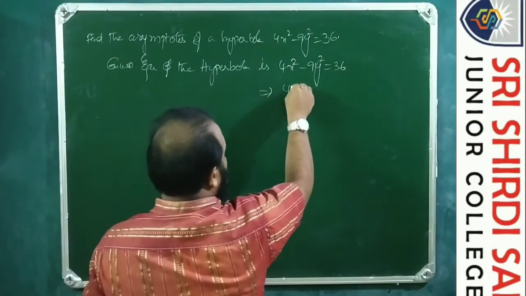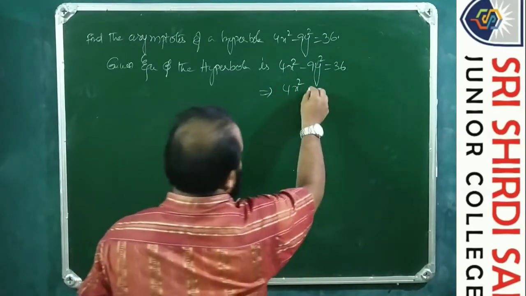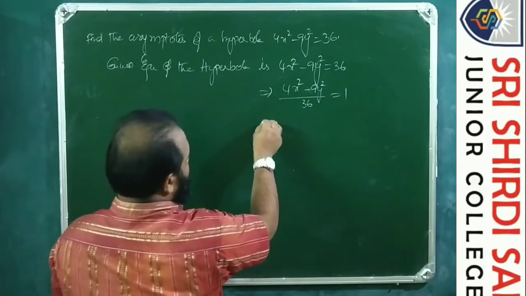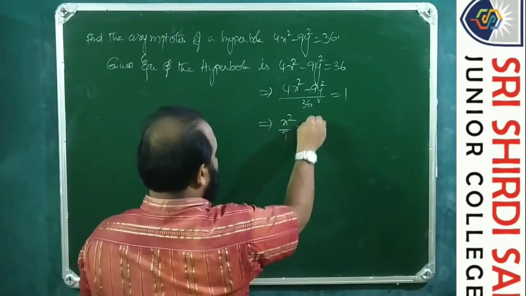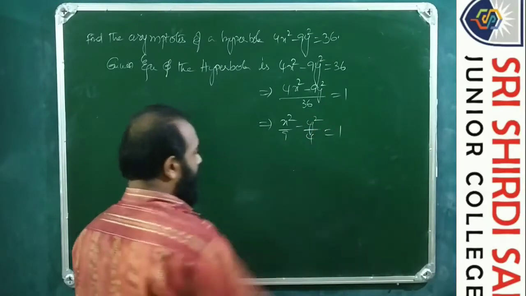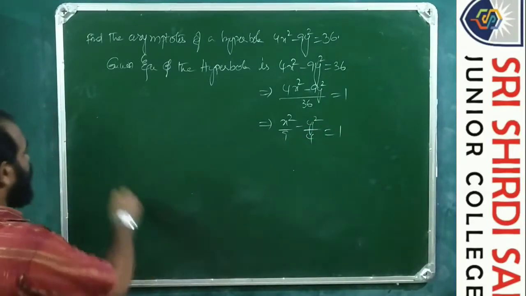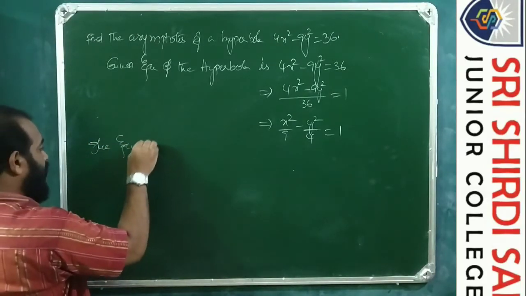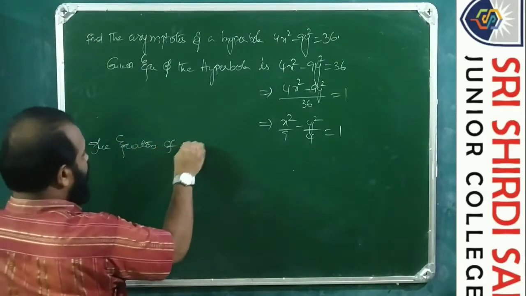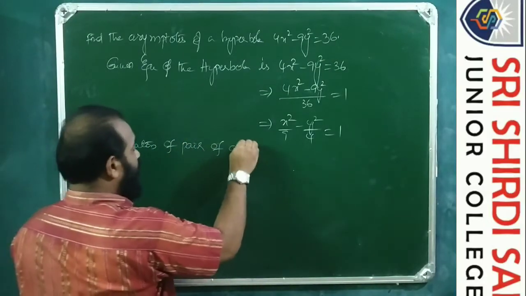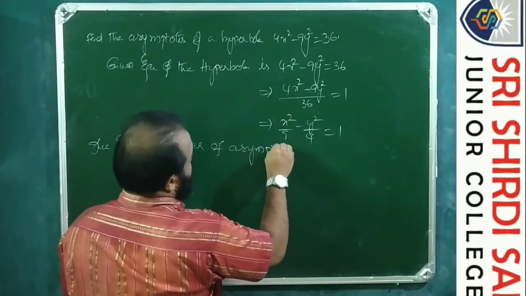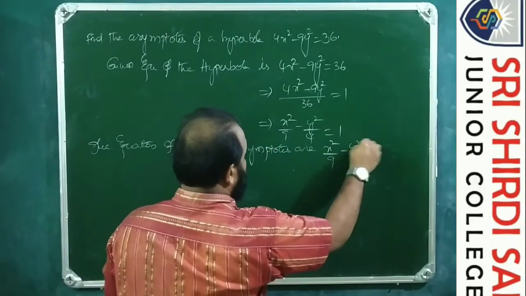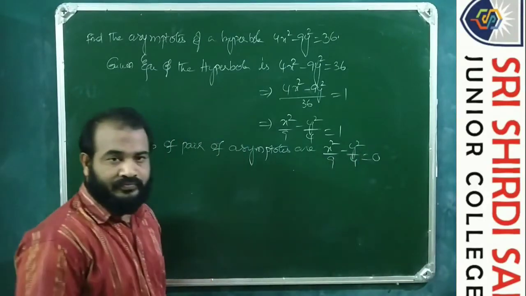If you try to put it in order, 4x square minus 9y square by 36 equals 1. So x square by 9 minus y square by 4 equals 1. This is the hyperbola given. So the equation of the pair of asymptotes is x square by 9 minus y square by 4 equals 0.